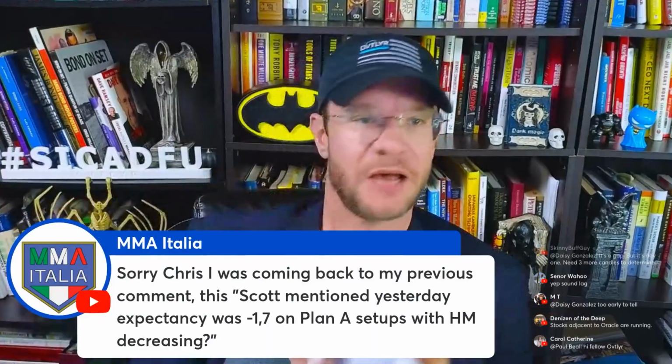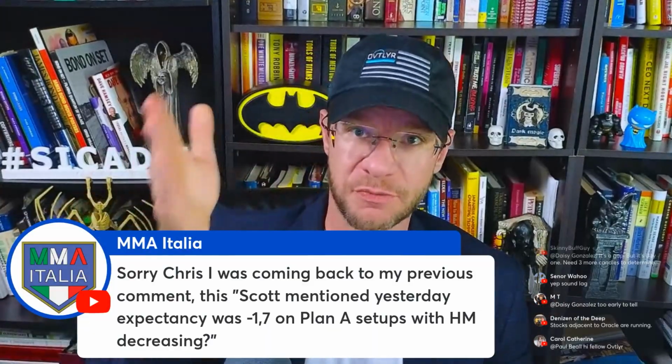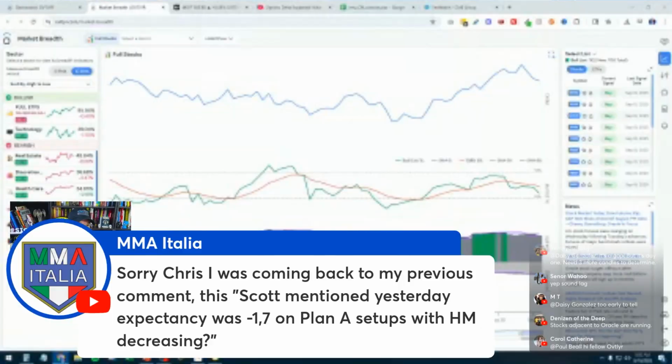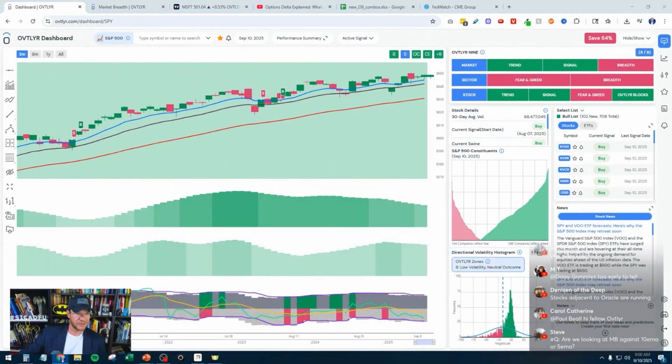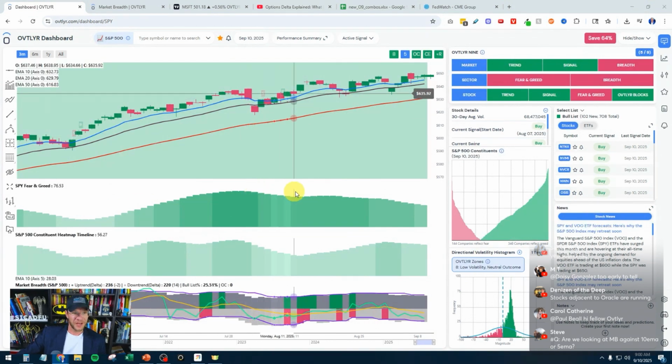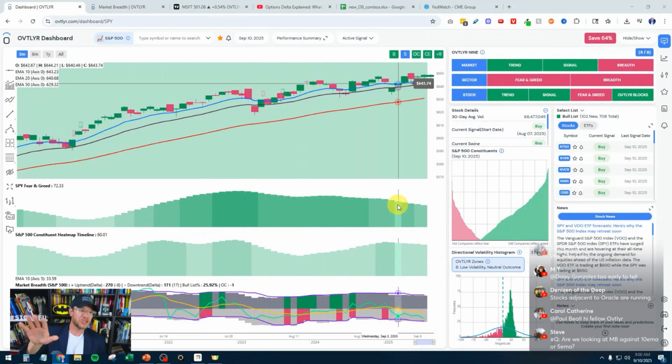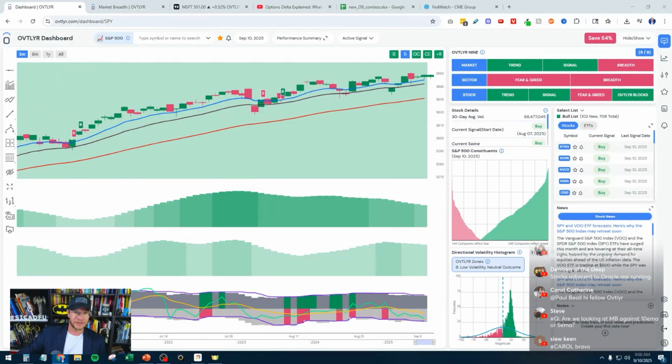Yes, to that point. Scott mentioned yesterday, if you are deciding to put on trades while the fear and greed is moving down, you are fighting a battle that is not worth taking. The expectancy is negative 1.7. Negative 1.7. Which means when the greed is going down in the market, and you can just have this filter, just this one filter. If the greed is going down and fear is going up, you could honestly just sit in cash and not mess up your account. Thank you for reminding me of that.